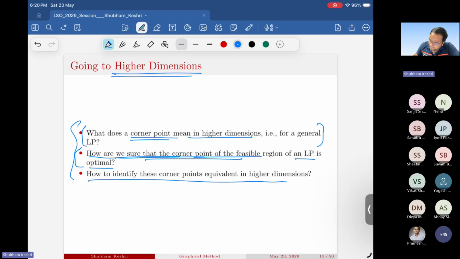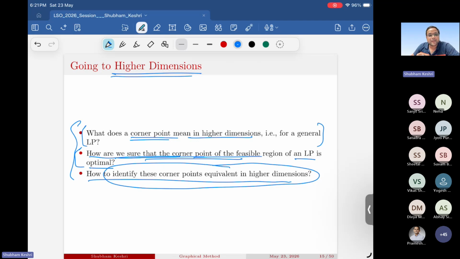The last question we have to ask is, how are we going to identify these points once we go to higher dimensions? In 2 dimensions, we are identifying them just by looking, or by evaluating using a system of linear equations. We are solving it and identifying the corner points. So what is the way of identifying corner points when we go to higher dimensions? Okay, so these are the questions we will see.